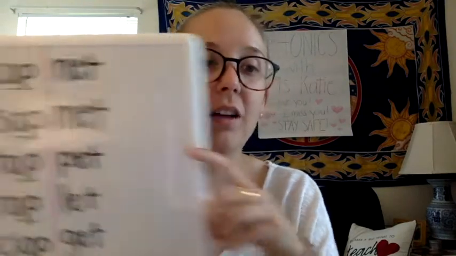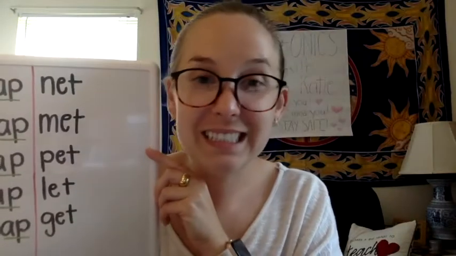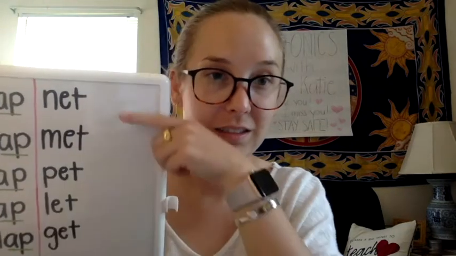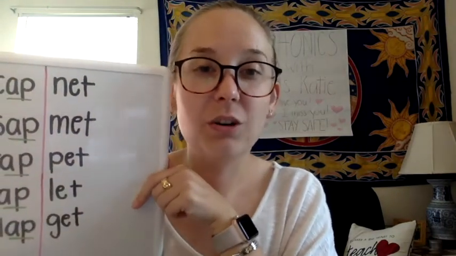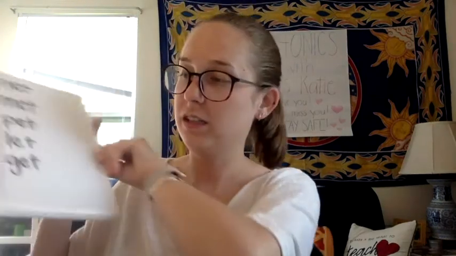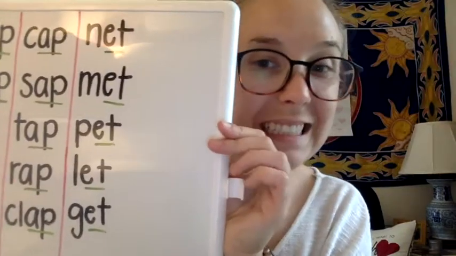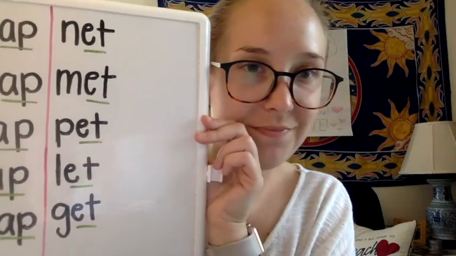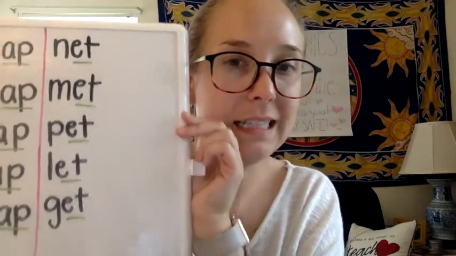And so just like in our other columns, we can see that these words share an ending pattern, right? The ending pattern is ET, okay? So let me underline these just like I did for the other ones because I think that makes it a little bit easier to see our pattern. So we have that ET pattern at the end of all of these words, right? Net, met, pet, let, and get.